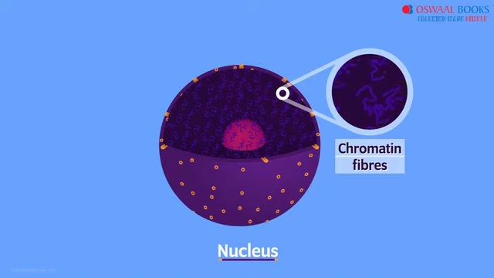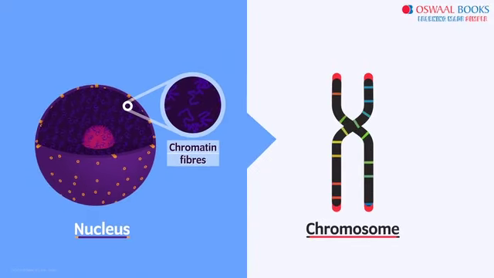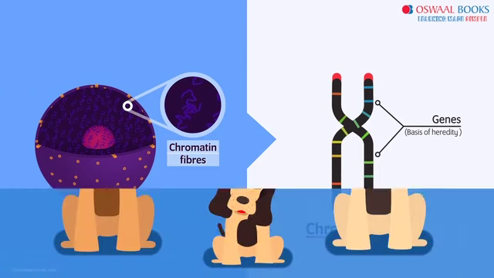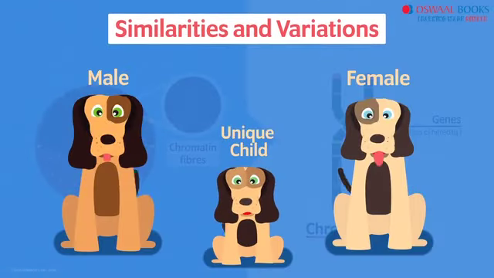When the cell has to divide, these long threads coil themselves to form a sophisticated and compact structure called the chromosome. We have come across this term often. It looks somewhat like this. These chromosomes are made up of smaller important segments. These functional units are called genes. Genes form the basis of heredity in all organisms. That means the similarities and variations that organisms have with their parents.